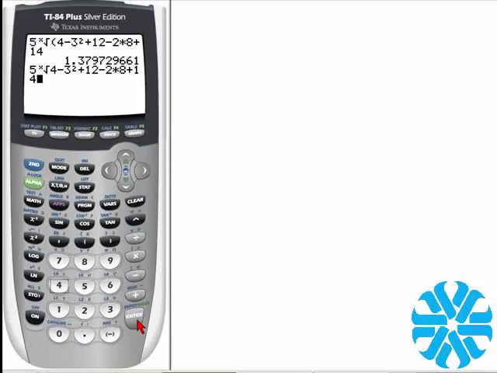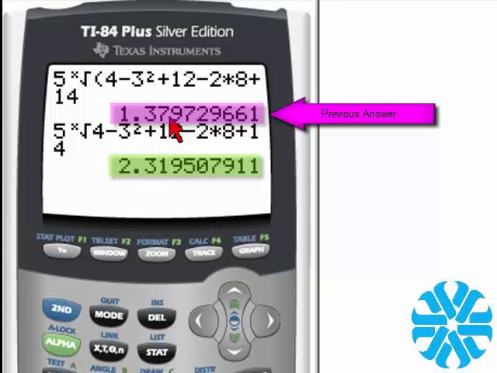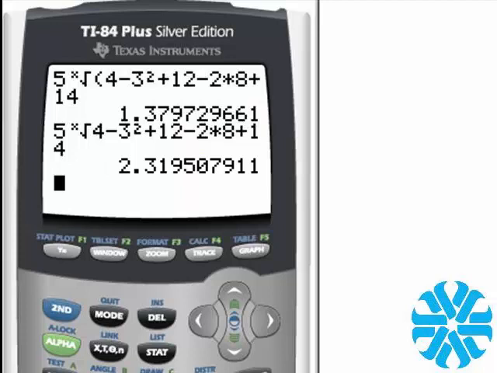So let's select enter, and there's our result. Completely different than our answer above. This concludes the video on computations of various roots.